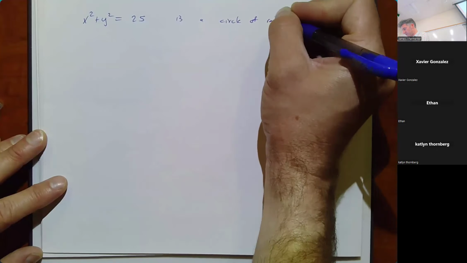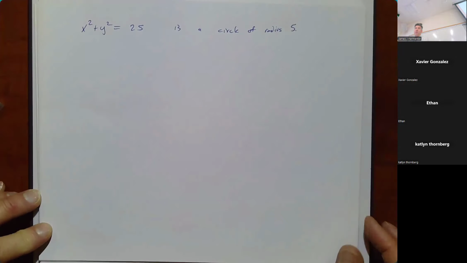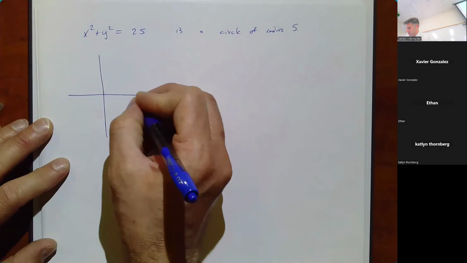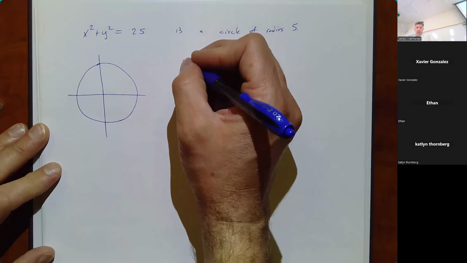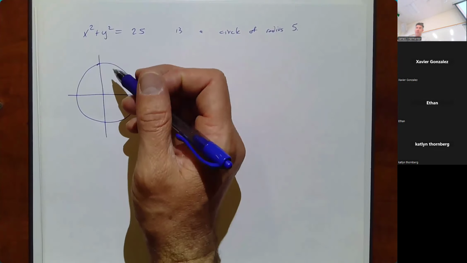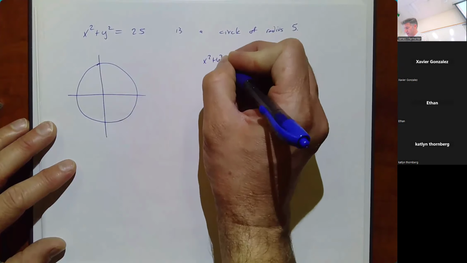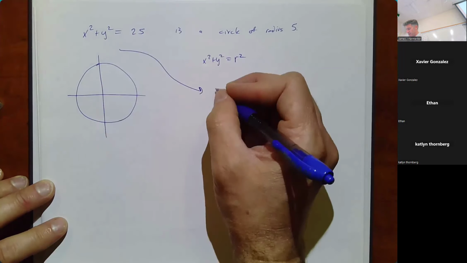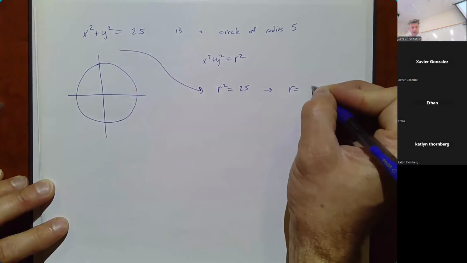I've kind of told you the answer without even doing any work. It's a circle of radius 5. The equation in polar coordinates is going to be r equals 5. So here's my circle. What I would recommend here is, you shouldn't replace x and y with r cosine theta and r sine theta specifically. You should remember that x squared plus y squared is equal to r squared. So instead, we should just rewrite this equation as r squared equal to 25, which means r equals 5.